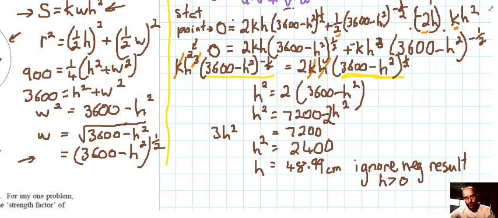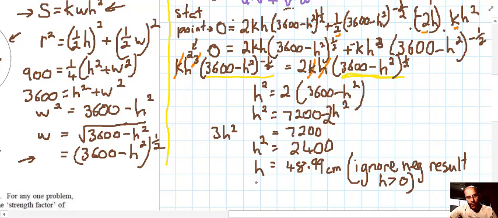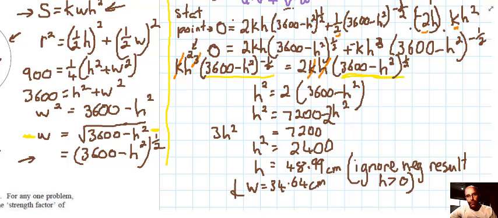And we take care of h squared equals 2400 by taking the square root, again ignoring negative results because h must be positive, being a length. And you get 48.99 centimeters. And I won't show this bit, but basically if you go back over here to this equation, you can sub it in fairly easily and get a width of 34.64. And so they're the dimensions, and basically that's what we had to find.